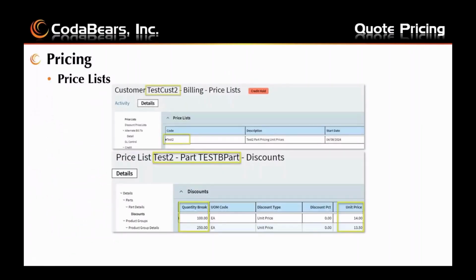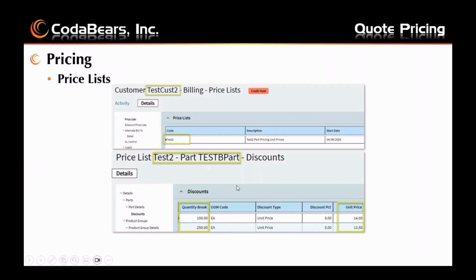So here we have an example of a price list that has been set up on a customer. I created a new price list and set it up to be linked to our test customer 2, and the price list name is test 2. And then I added some parts to this price list, which includes test B part, and we also have test A and test C linked to this particular price list test 2.